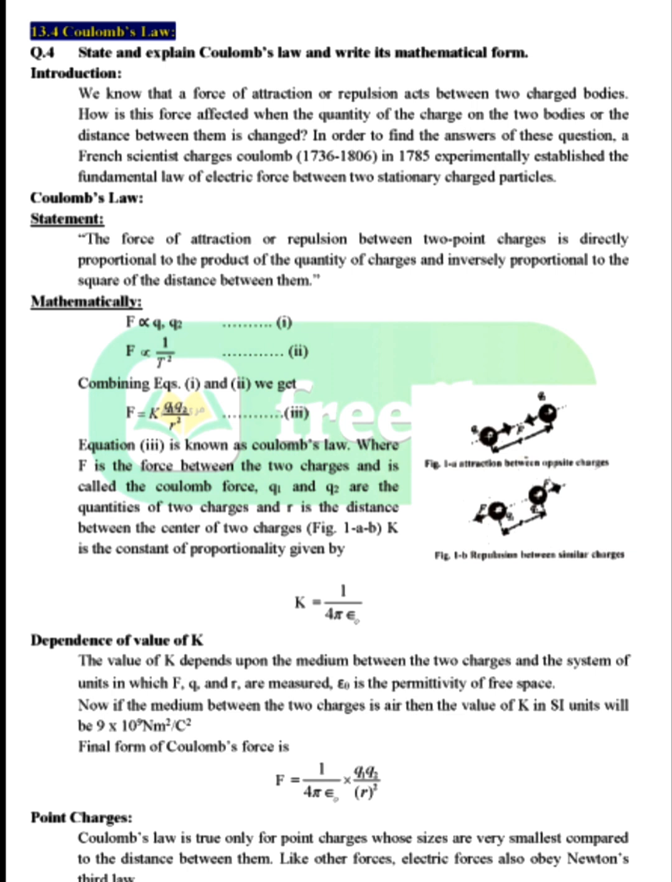Now what does it mean by point charges? In physics we take point charges as very small charges. Coulomb's law is true only for point charges. In other words, this is the limitation of Coulomb's law. Coulomb's law is applicable only to point charges. What are point charges? Point charges are the charges whose size is very small as compared to the distance between the charges.